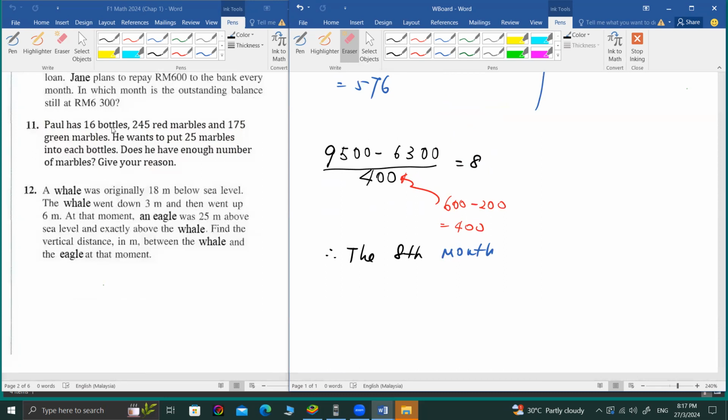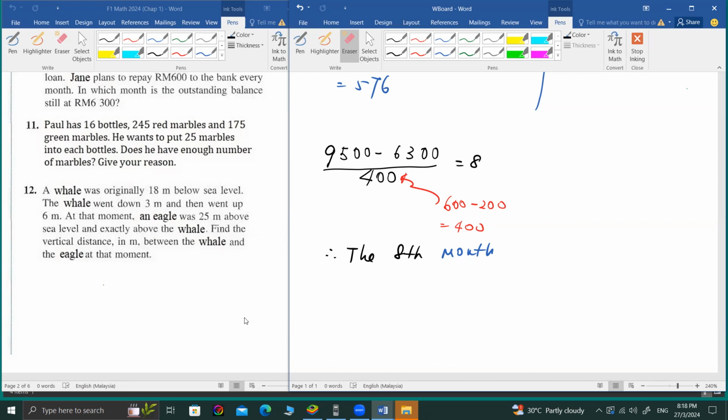Paul has 16 bottles, 245 red marbles, and 175 green marbles. He wants to put 25 marbles into each bottle. Does he have enough marbles? Give your reason.